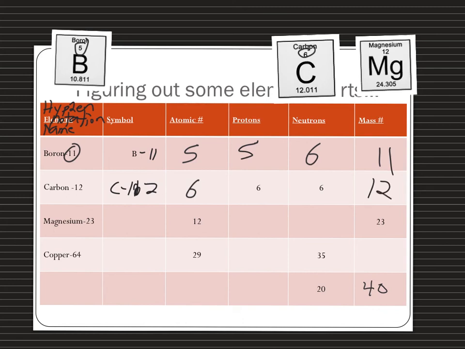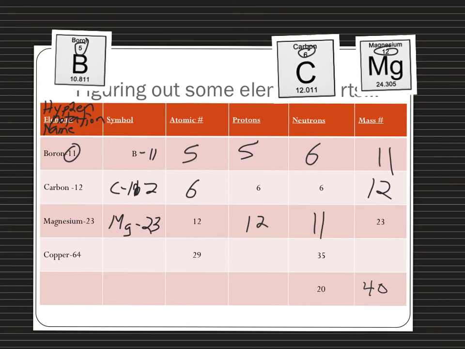Alright, next for magnesium, the symbol is Mg. I'm talking about magnesium with a mass number of 23, instead of one of its isotopes that would have a different mass number. Its atomic number is 12. This also tells me it has 12 electrons. So its protons would be 12, because that's what the atomic number is. Neutrons is the mass number minus the number of protons. So 23 minus 12 would be 11.